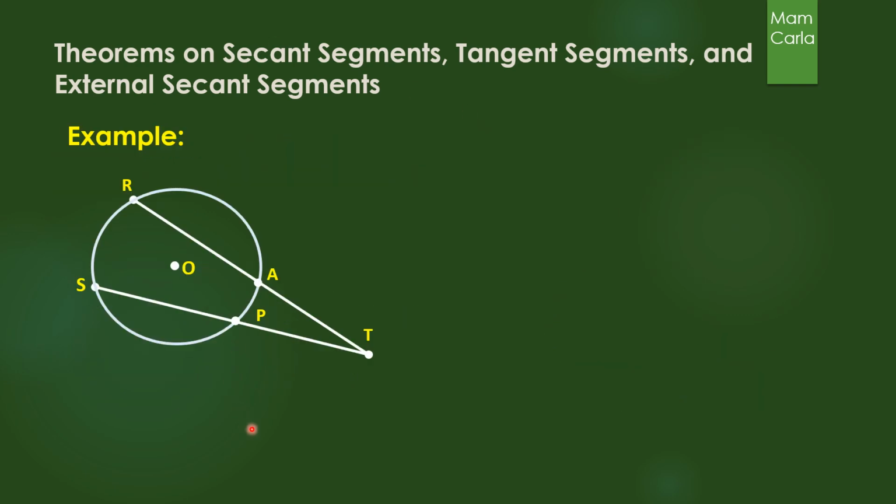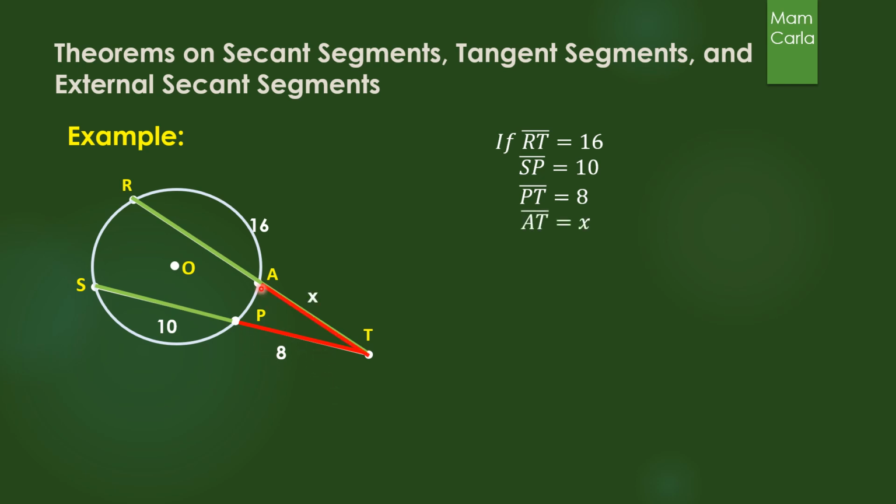Let's try working on this example. If the measure of line segment RT is 16, the measure of line segment SP is 10, and PT is 8, we are asked to find the measure of line segment AT.